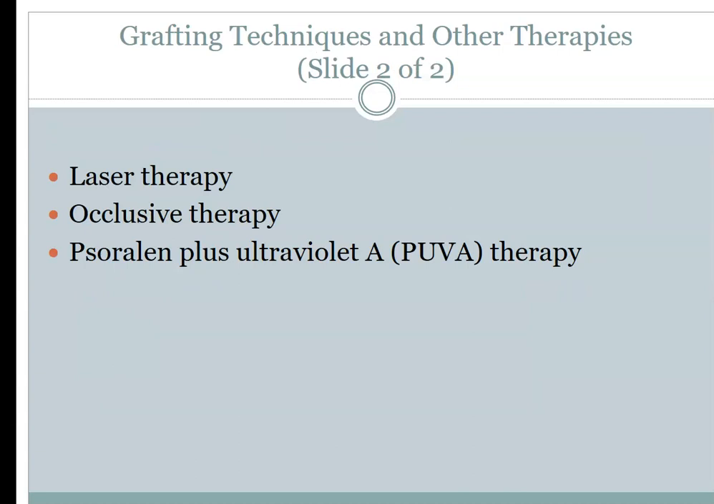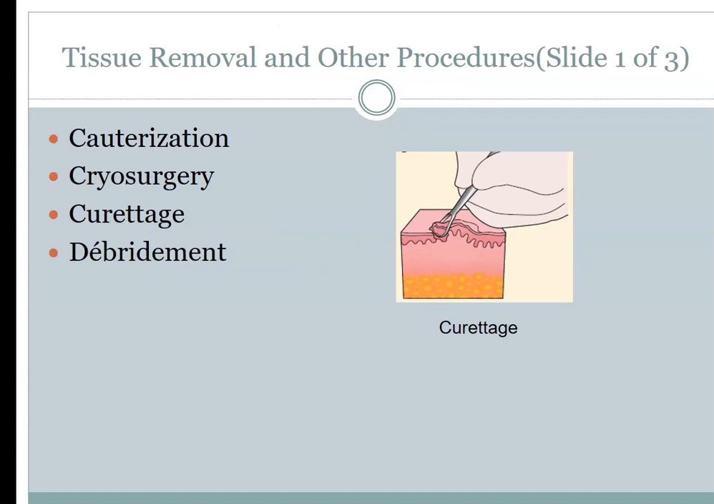So some of the other techniques would be laser therapy, which is used to repair or destroy tissue, such as port wine stains, tattoos, or psoriatic lesions. Occlusive therapy is the use of a dressing that closes off an area of the skin to increase the absorption and the effectiveness of medication. Psoralen plus ultraviolet A is a therapy using ultraviolet light on psoriatic lesions.